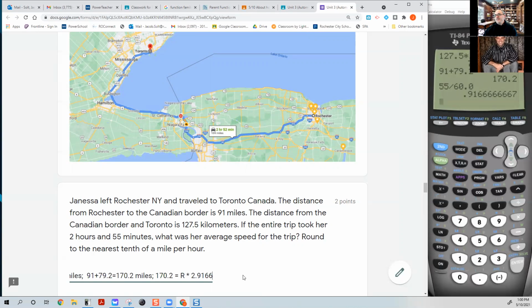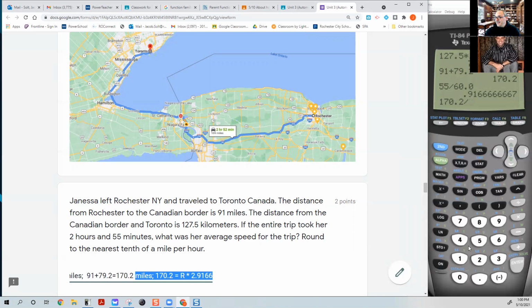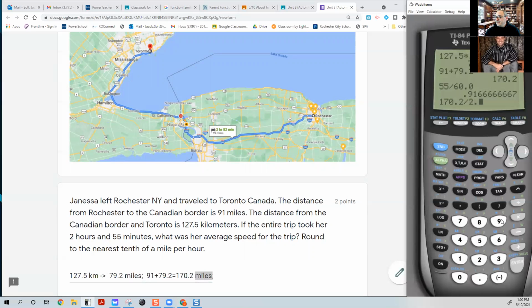That's all we need. To get rid of this, I'm going to divide by that number on both sides of the equation. 170.2 divided by 2.9166 gives me an average speed of 58 miles per hour. 58 miles per hour is her rate of speed traveling from Rochester to Toronto.